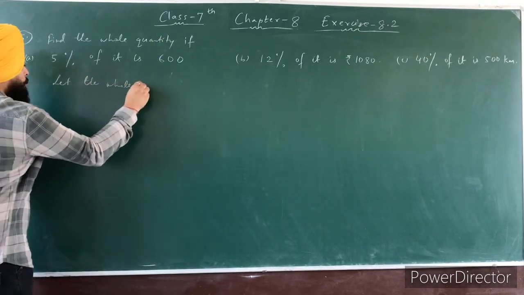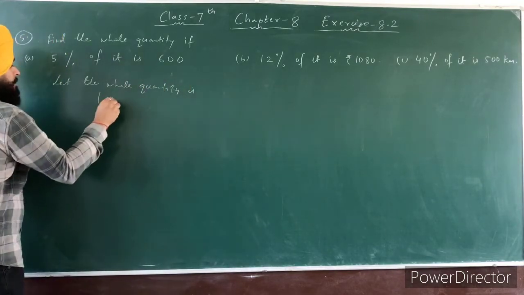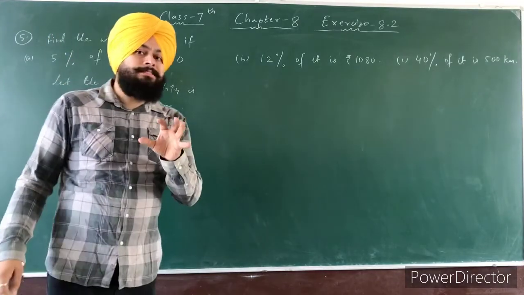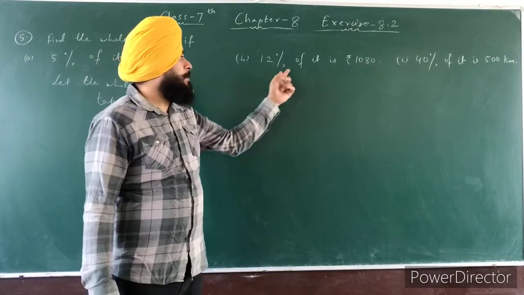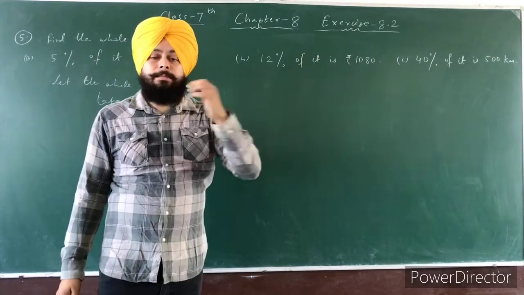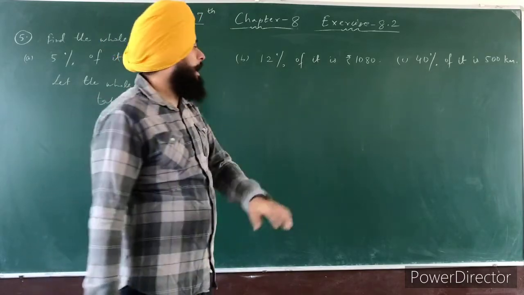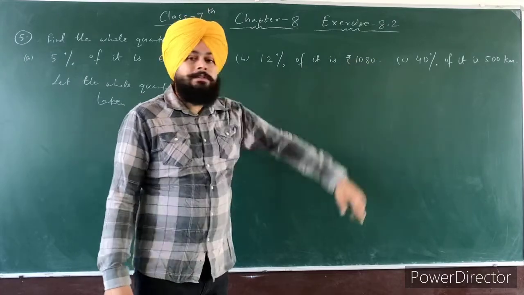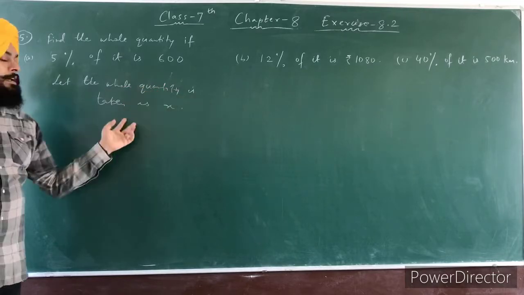So write here first: let the whole quantity be taken as X. We have to take X in all these parts. Suppose in the B part we have to find, 12% of it is rupees 1080. It means the total amount is taken as rupees X. We have to find 12% of X such that its 12% is 1080. Alright. So the whole quantity is taken as X.